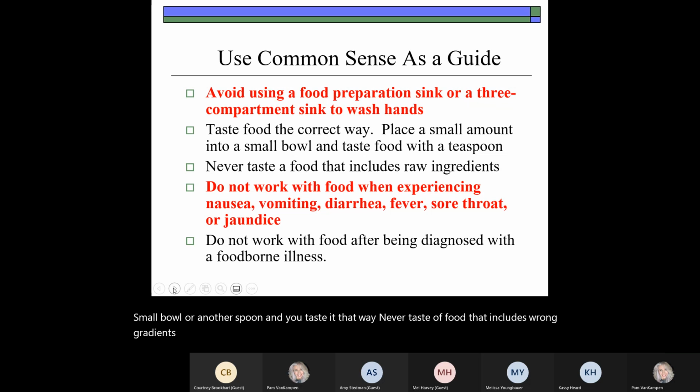Don't work, like I said, if you have nausea, vomiting, diarrhea, fever, sore throat, or jaundice. And don't work if you have a diagnosis of foodborne illness until you get a release.